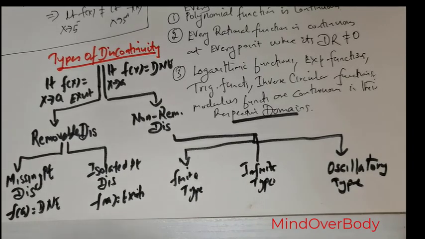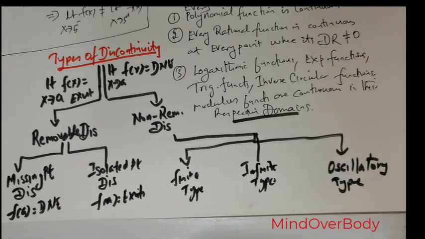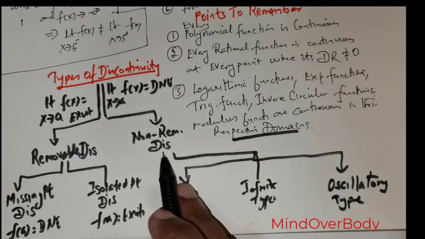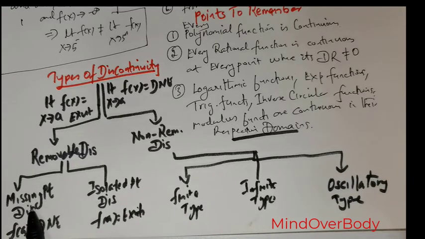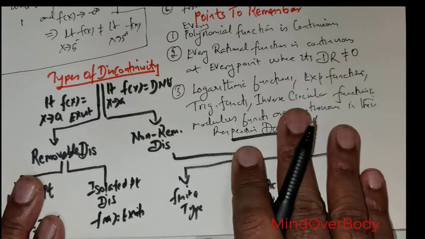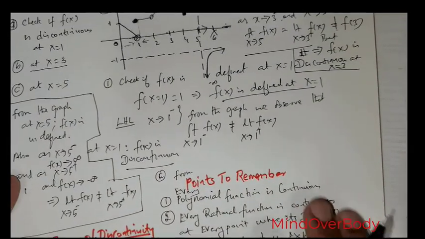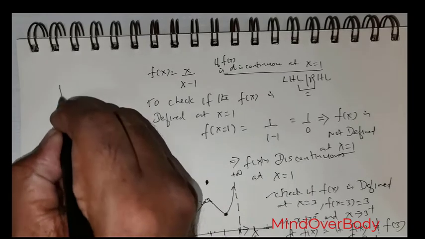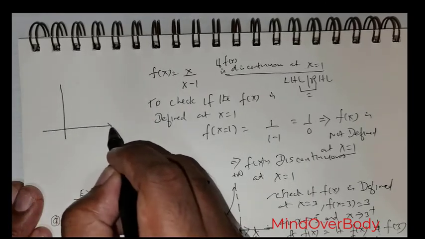So we will have to see examples on all these things. Now, before we could proceed on to non-removable discontinuity, let me give you an illustration for missing point discontinuity. I would like to use the space available over here. So this is a function.